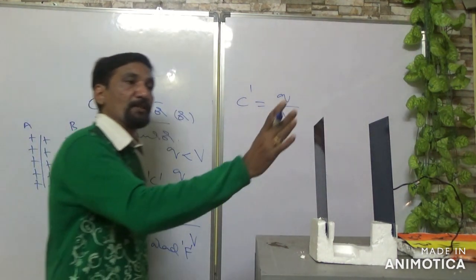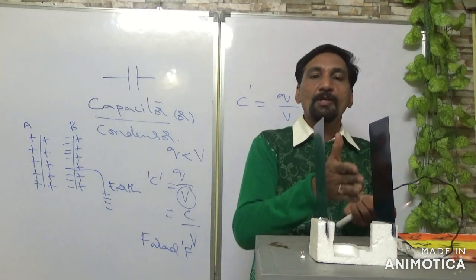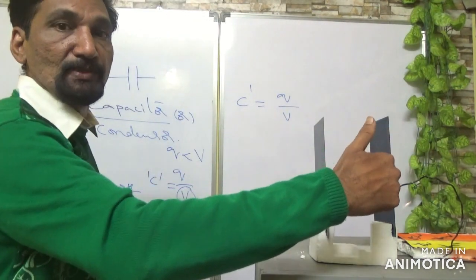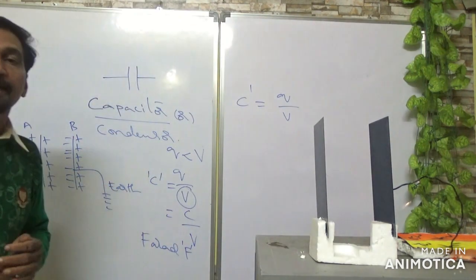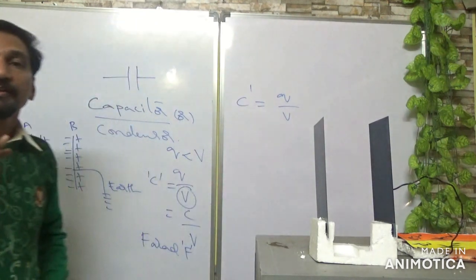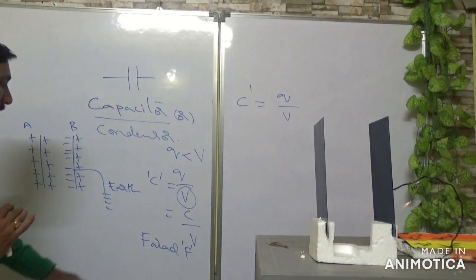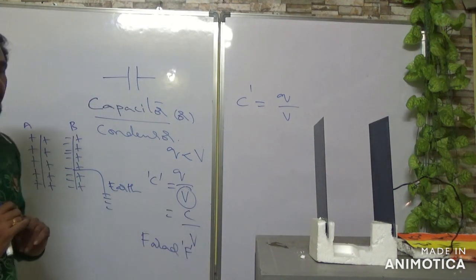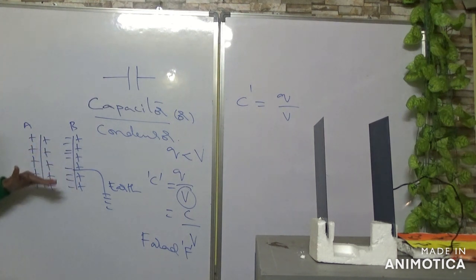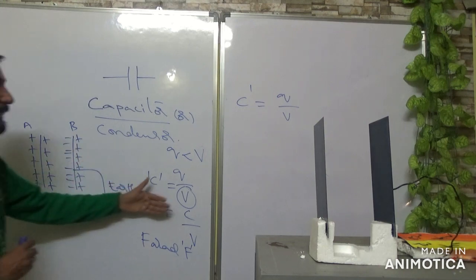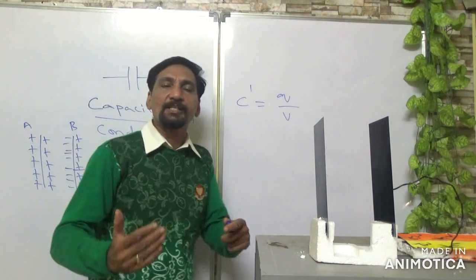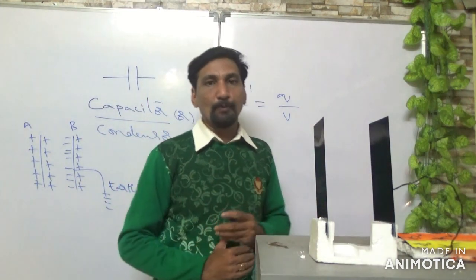What about this negative charge? This negative is engaged with the positive. That means the negative charge effect is more on plate A, so it is trying to reduce the potential of A. Thereby the net potential decreases. Whenever you bring plate B nearer to A, the net potential decreases, followed by capacitance increasing. So in this way it's very easy to reduce the potential.